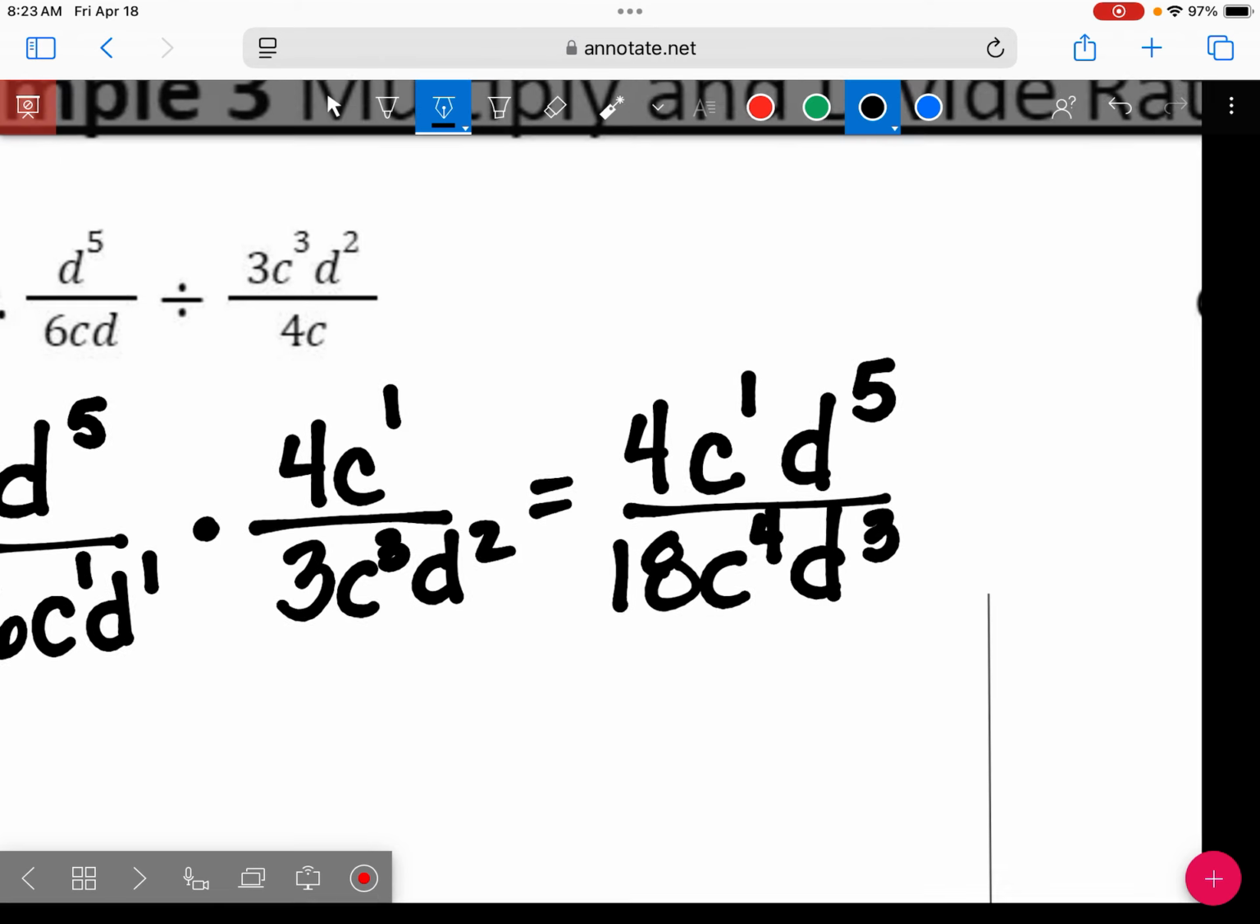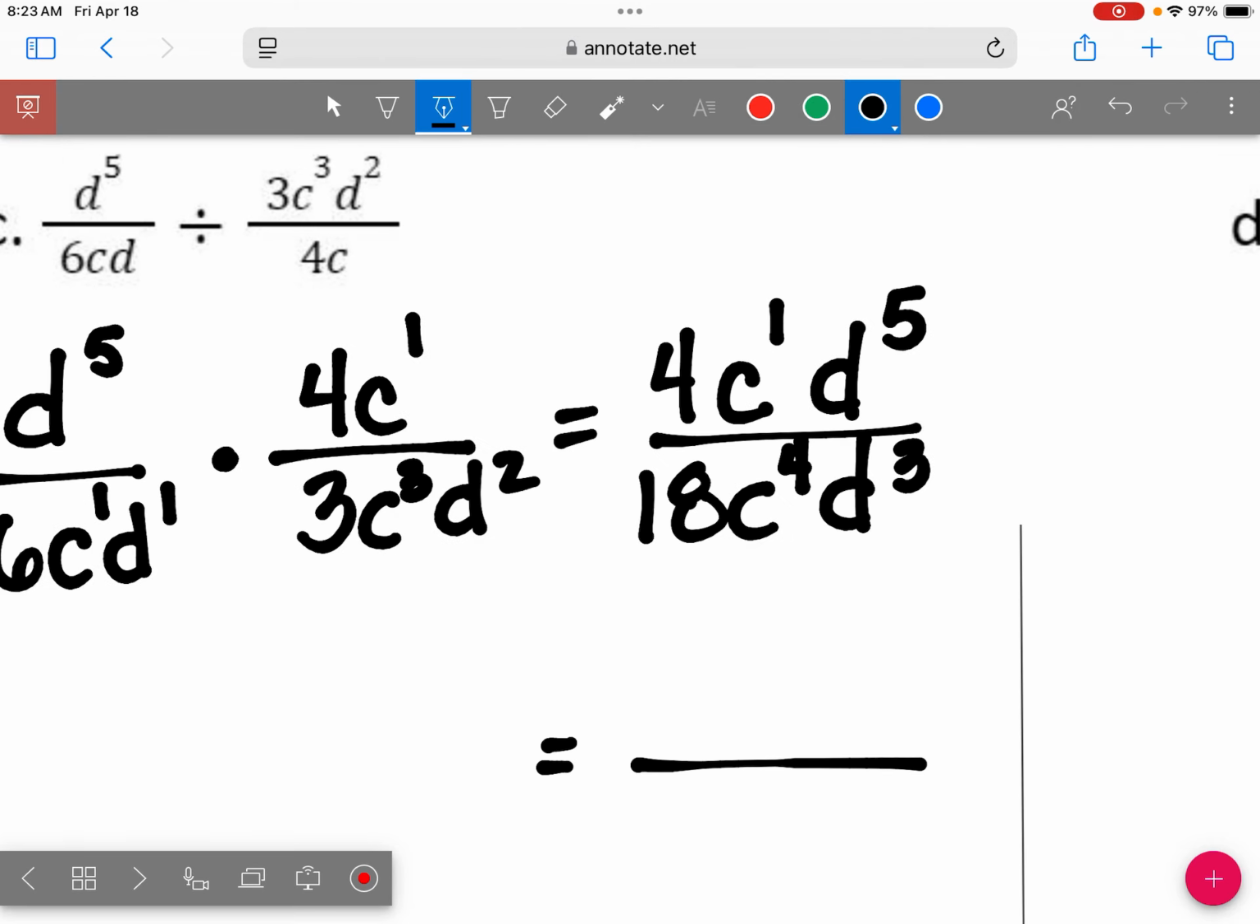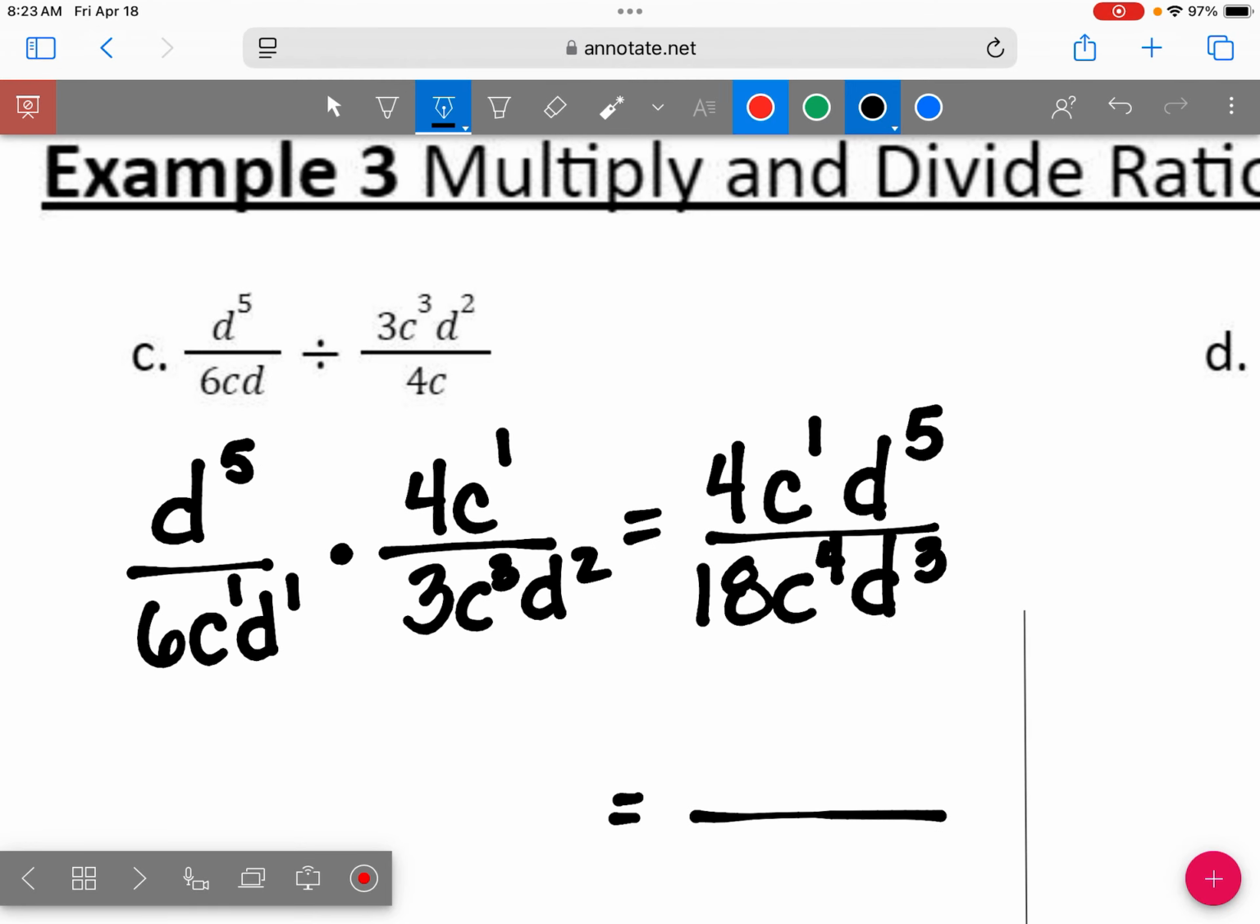Okay, so now we're ready to do our cleanup. First thing we do is reduce down that 4 over 18. Both of those can be divided by 2. So go ahead and do that. Divide your 4 and 18 by 2. You have to do them separately. So 4 over 18 is going to become 2 over 9.